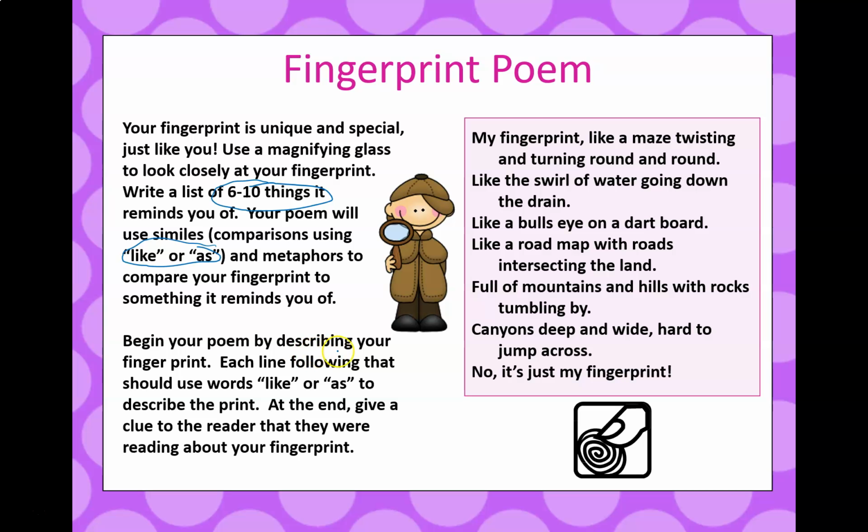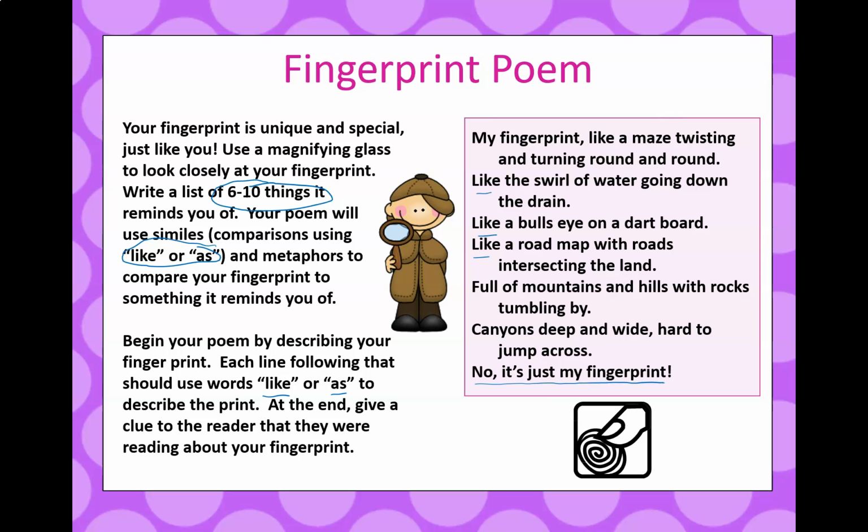So begin your poem by describing your fingerprint. Each line following that should use words like or as to describe the print. And at the end, it wants you just to remind your reader of what it was you were talking about. If you have your poetry packet, it gives you the guideline for this, but you can also just pause the video when you want and write your poem on a piece of scratch paper. No big deal. So I want you to notice before I even start to read, a lot of these sentences start with like, not all of them. And then the very end, it reminds you that you're just talking about a fingerprint.